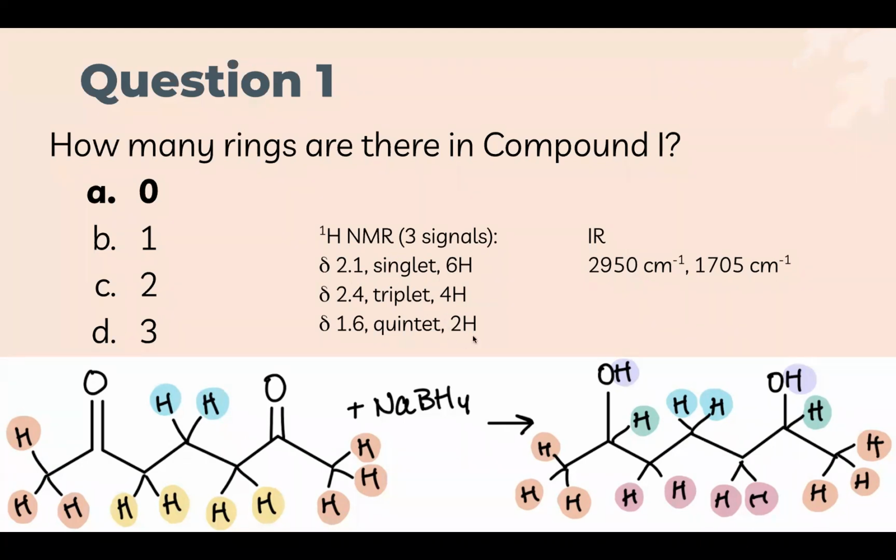And then 2 hydrogens split into a quintet, which means that they have 4 neighbors. So looking at the structure again, we have these 2 hydrogens in blue, and they also have 4 neighbors here. Does that make sense? Okay, great. All right, does anyone have any more questions before we go to question 2?